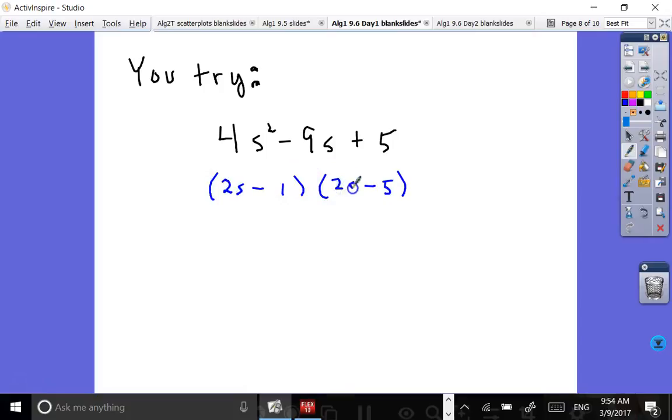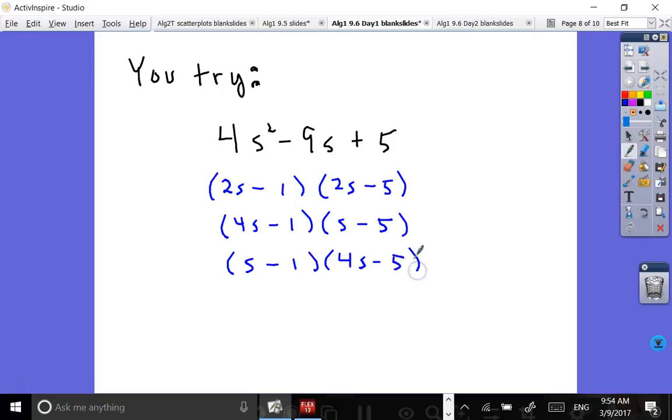That would give you 4s squared. It could be 4s minus 1 times s minus 5, or it could be s minus 1 times 4s minus 5. So which one of those three gives you a middle term of negative 9s? The bottom one? s times negative 5 is negative 5s. 4s times negative 1 is negative 4s. There you go.